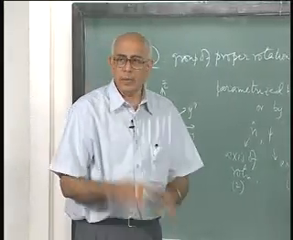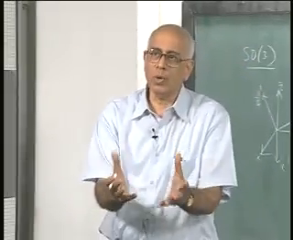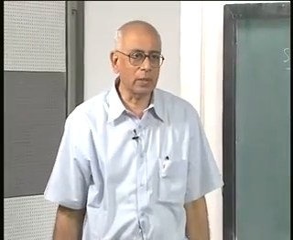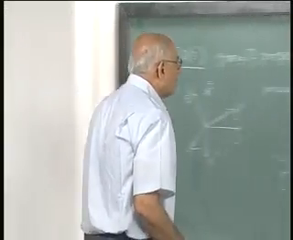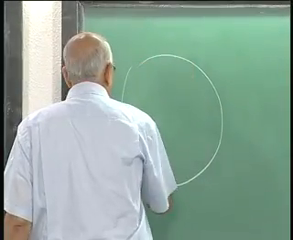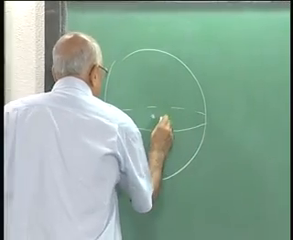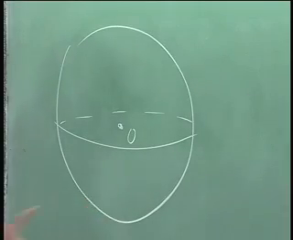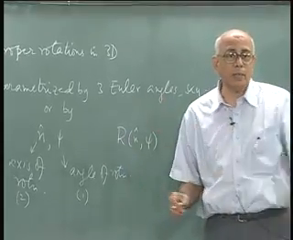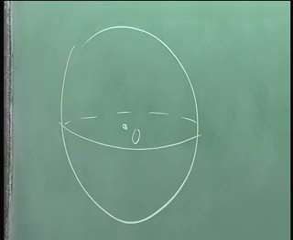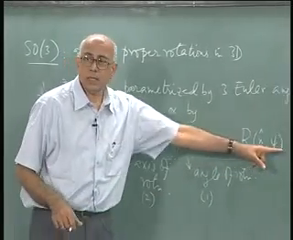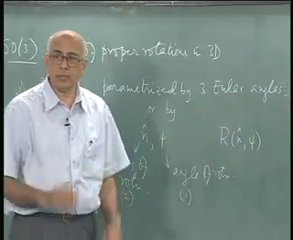After all, it is a 3-dimensional space and I should be able to draw a picture. So let us draw a sphere, and this is the space of rotations. It is not the physical 3-dimensional space, it is the space of rotations, namely the space in which the components of n and psi live, okay, that is 3-dimensional.